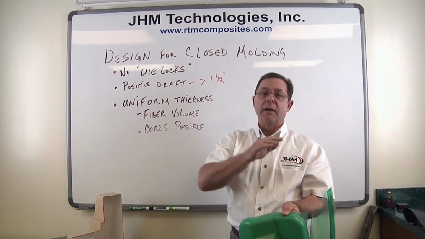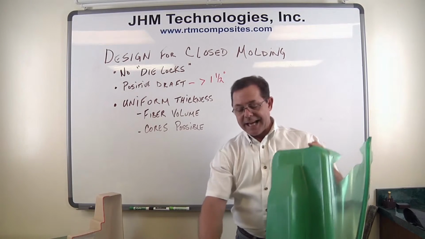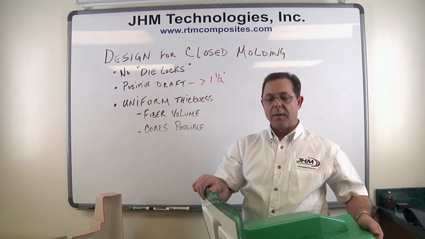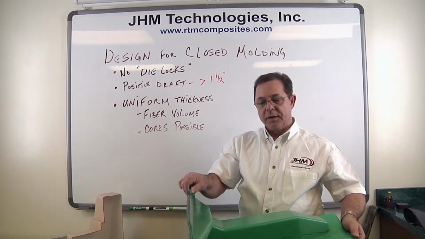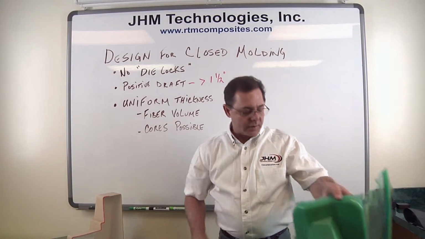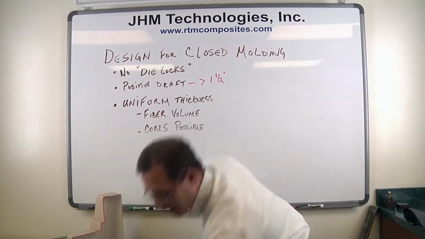Now here we're talking RTM, light RTM, high pressure RTM. We have two mold halves. Technically, in a VARTM process where we had a silicone bag or a nylon bag, we'd be able to mold this against a tool surface and then pop it off. But specifically for this discussion, let's consider two rigid mold halves.